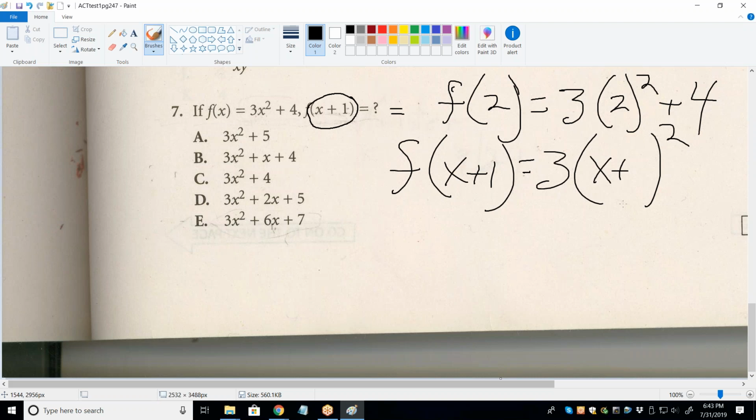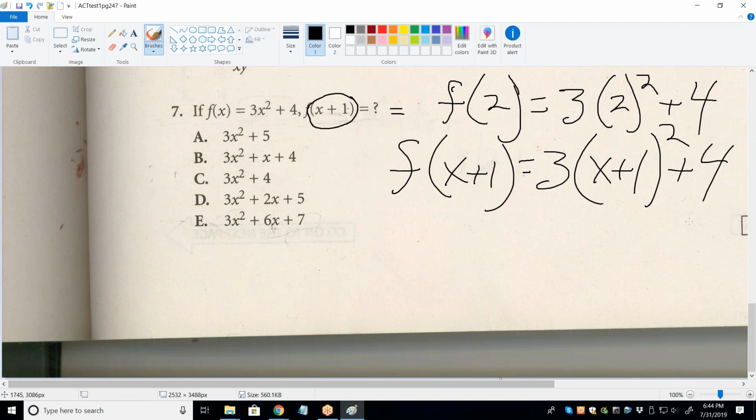Squared, because the x is being squared, plus 4. So that's what you do. Whenever there is anything in the parentheses other than x, you plug it in for x. It's as simple as that. It never changes. You could say, what is f of x squared plus 3x plus 2? You plug in x squared plus 3x plus 2 wherever you see x.